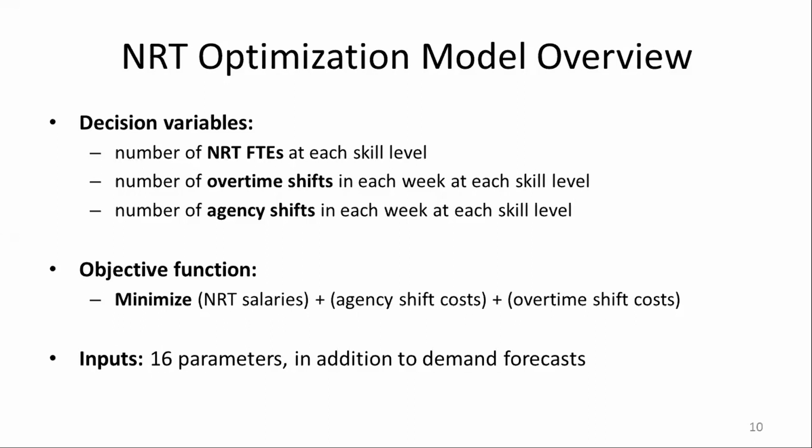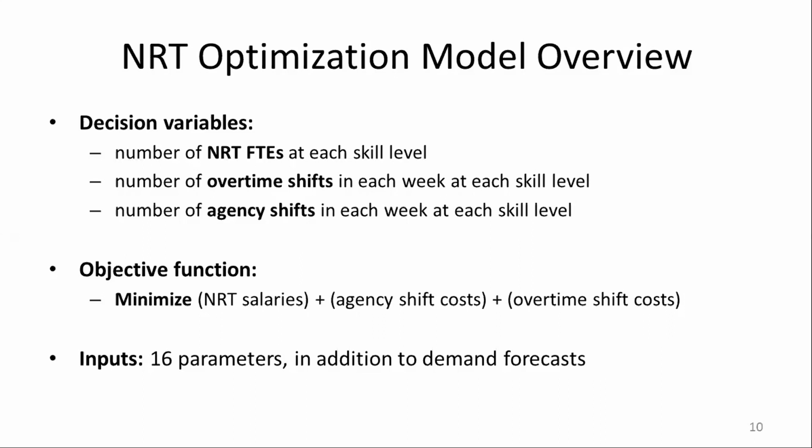In the context of the NRT problem, the optimization we defined had these characteristics. It had decision variables representing the number of NRT FTEs at each skill level, but it also had decision variables representing the number of overtime and agency shifts which would be necessary in each week at each skill level in order to fill the requests which the NRT FTEs alone would not be sufficient to cover. The objective function was to minimize the total of the NRT salaries plus the agency costs plus the overtime costs.